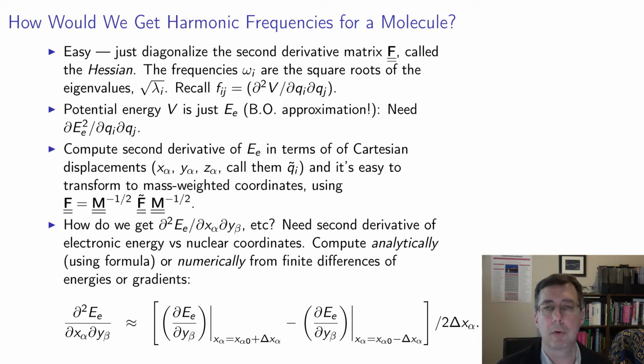So I form the force constant matrix in Cartesians, I transform it with this m to the minus 1/2 on either side to get the mass-weighted coordinate force constant matrix, and then I diagonalize it.